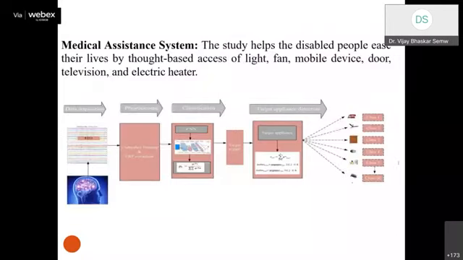Some medical assistant application I'm going to give you. In this, what is happening? Like brain device based things. Some of my colleagues have worked on this one. They have brain-controlled device ECG recorders. This study helped disabled people in their life by thought-based access of light. Whatever is coming from their brain, whether we want to access a light, pen, mobile, or open and close a door, this kind of application you can do because we are capturing data through the sensor. Then we are pre-processing, then we classify based on category, and then a particular action is performed.